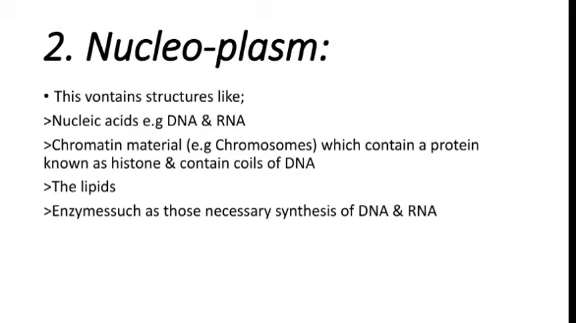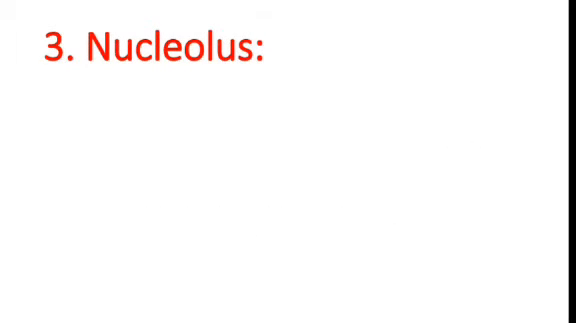It also has the lipids. So it contains also the lipids and the enzymes such as those necessary for synthesis of DNA. So this nucleoplasm, the fluid-like structure, is very important because it contains the DNA, it contains enzymes that will synthesize this DNA, it contains the lipids, it contains even the chromatin. Not only that, but also ions such as potassium, calcium, sodium, phosphate, etc. So that is the nucleoplasm.